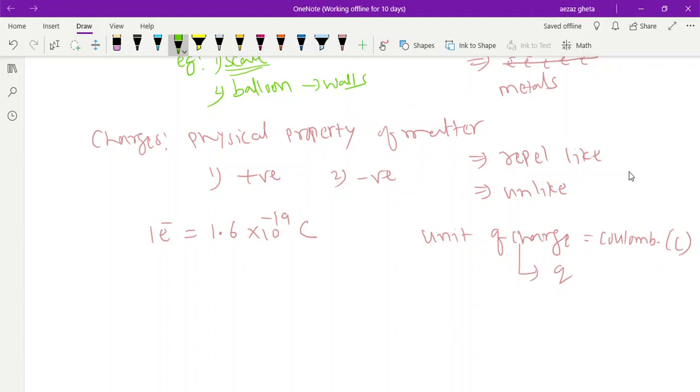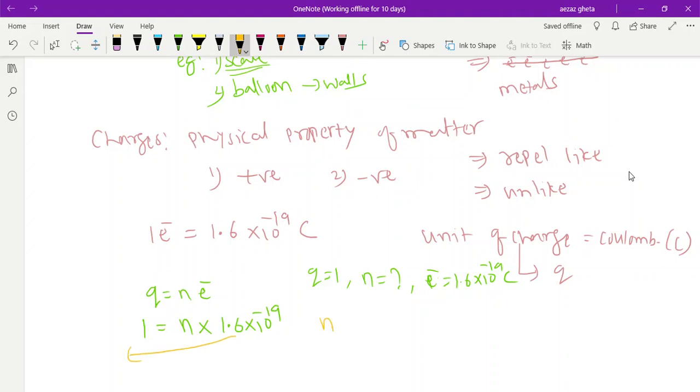So we have a formula: Q is equal to n times e, where n is the number of electrons. If you want to find out how many electrons are there in 1 coulomb of charge, then Q is equal to 1 coulomb, n is equal to question mark, and the charge on an electron is 1.6 into 10 power minus 19 coulomb. So Q is 1, n we don't know, and e is 1.6 into 10 to the power of minus 19. So we'll just cross multiply this here. We will get n is equal to 1 divided by 1.6 into 10 raised to minus 19.